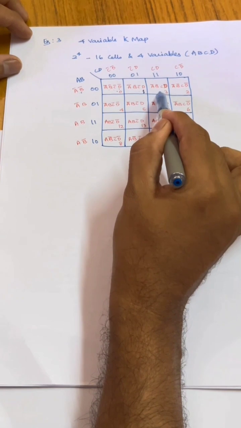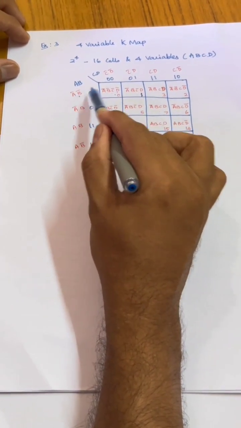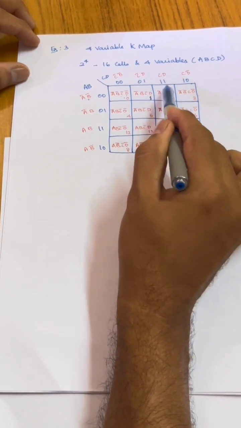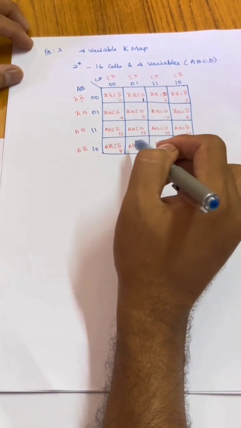Similarly, the next cell, that is cell number 3, can also have A bar, B bar, and column wise we have C, D. Likewise, we have to fit all the variables in all cells. This is how the K-map can be designed.